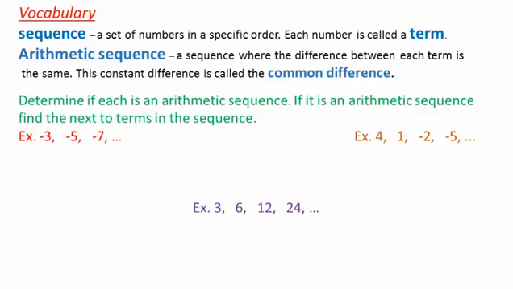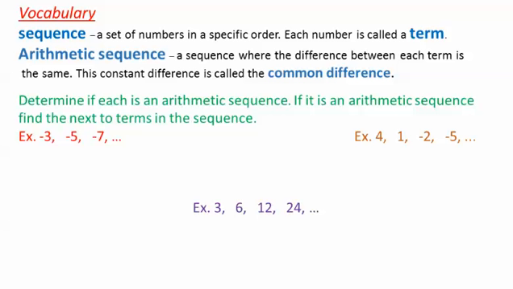So what we want to do with these examples is determine if each one is an arithmetic sequence, and if it is, find the next two terms in the sequence. I see I left out a W in here, so we're just going to play like it's there. Okay, first we need to find the common difference in this sequence to see if it's an arithmetic sequence.